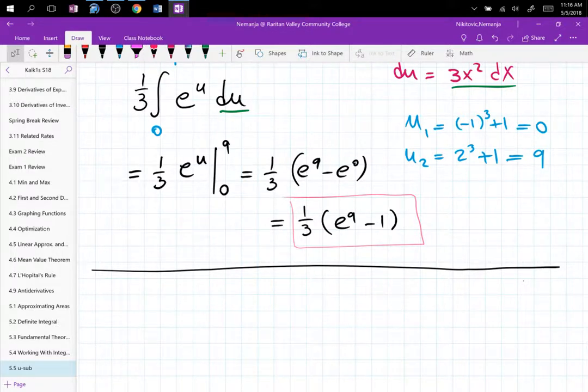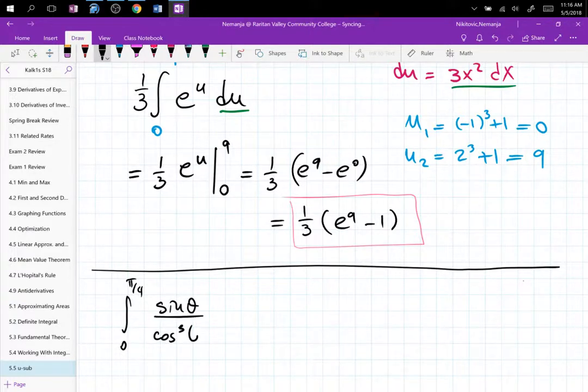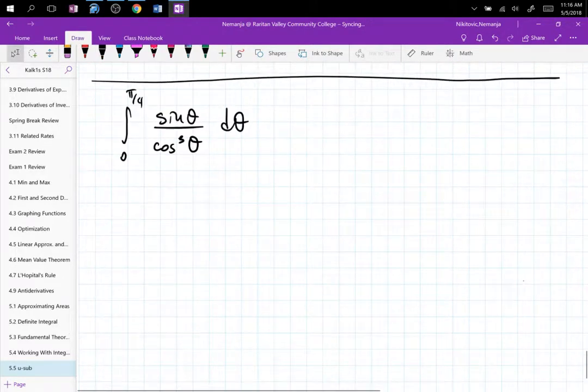You love trig, right? A few chapters are coming up. Sine theta over cosine cubed theta d theta. All right, let's go. So sine over cosine cubed theta d theta. Limits are 0 to pi over 4.